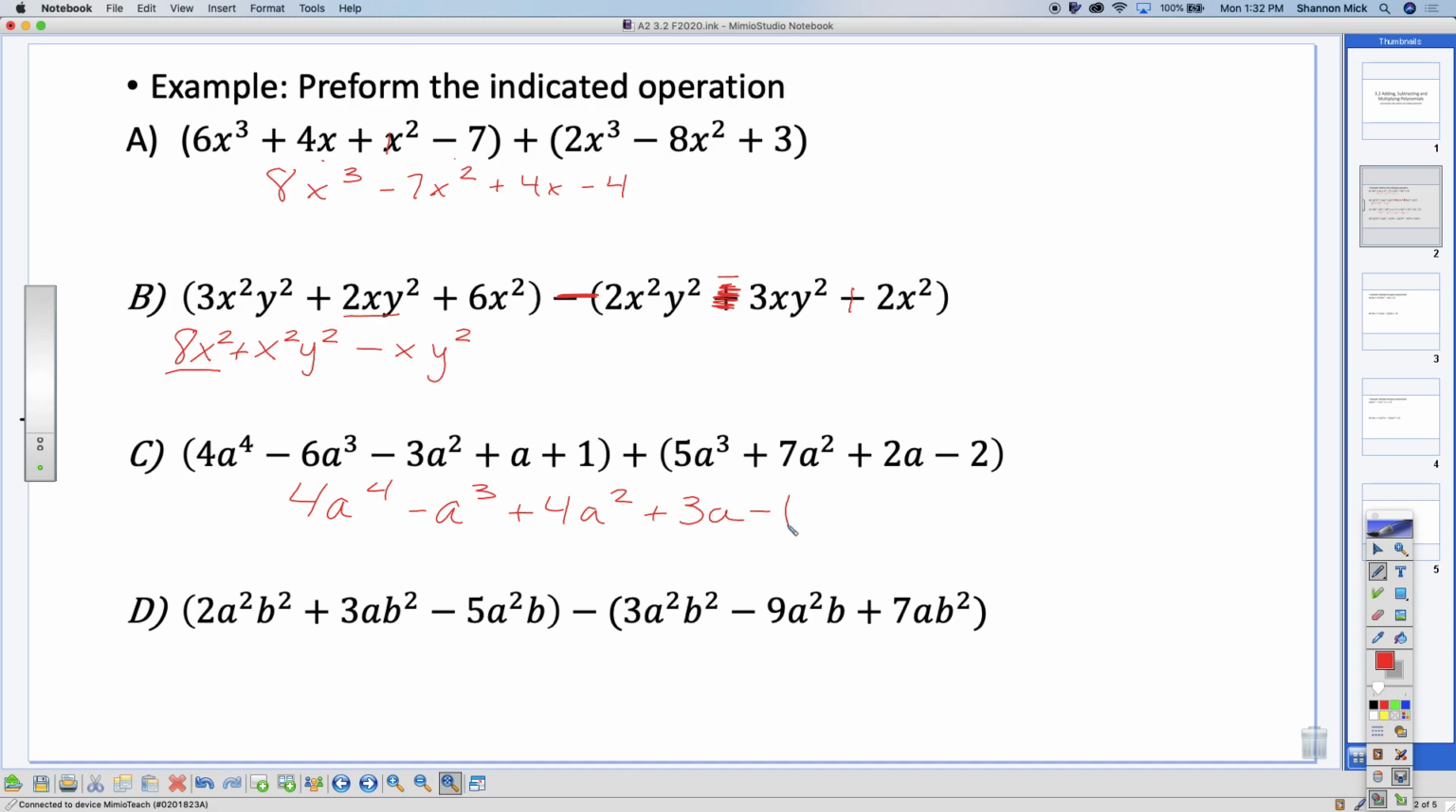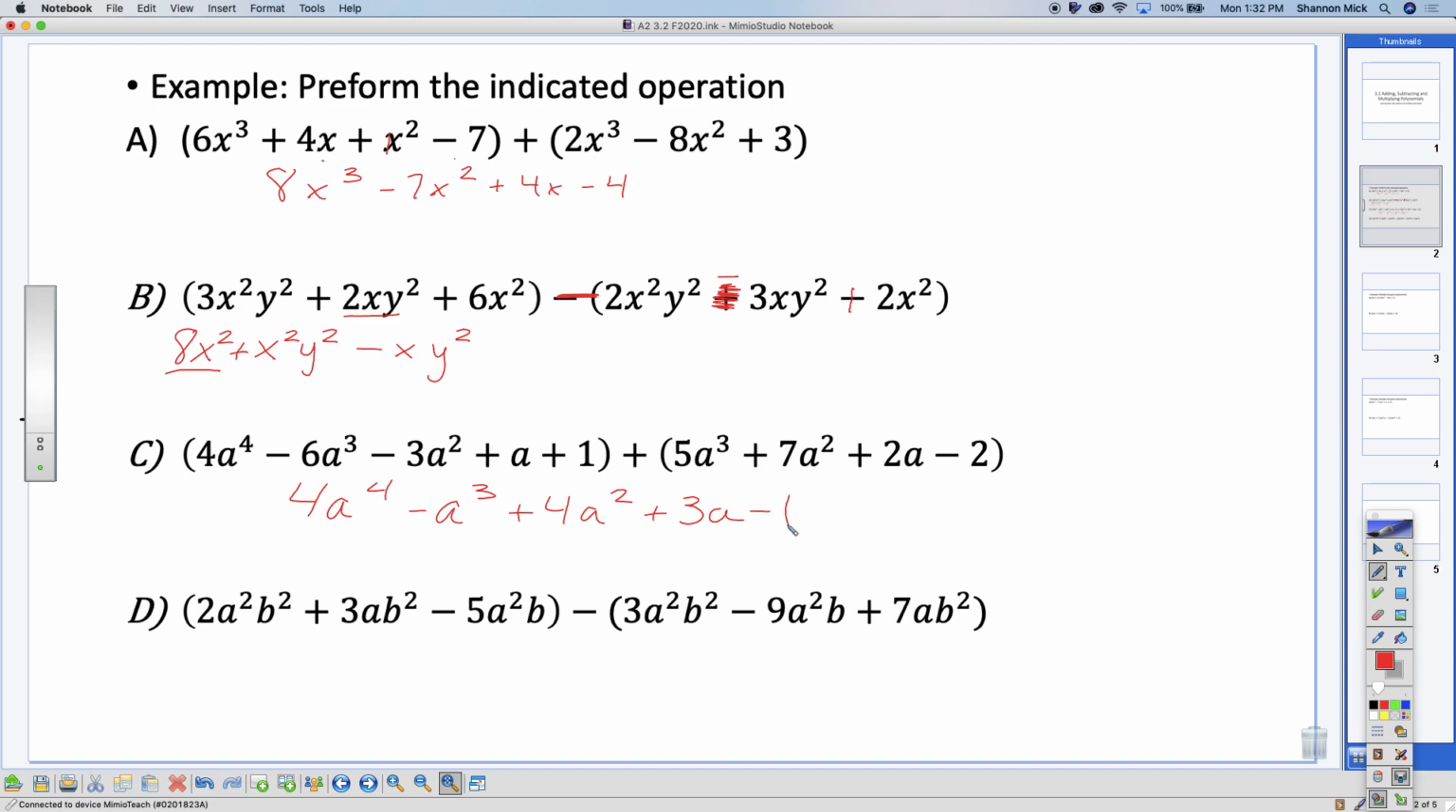Yes, that's right. Okay, did you guys get 4a to the fourth minus a cubed plus 4a squared plus 3a minus 1? Close. Yes. Is that the whole answer? Or do we have to do something else? What else would I do?